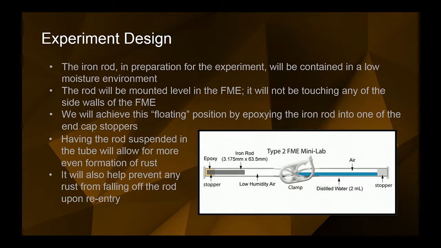Having the iron rod suspended inside the FME as shown will allow for more even formation of rust. It will also help prevent our rust crystals from being damaged upon re-entry, as securing the rod will prevent it from bouncing around inside the FME, potentially disturbing the delicate iron oxide crystals.